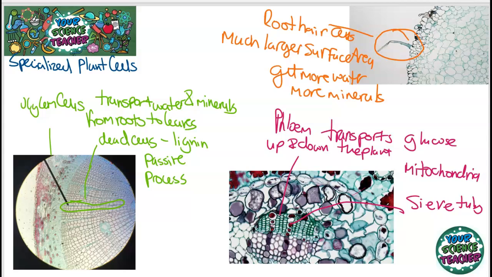In addition to this, just like with the phloem, the root hair cells do contain lots of mitochondria because of the fact energy is needed for active transport, because you're going against the concentration gradient. And we're going to talk about active transport and what that actually is in a couple of slides' time.